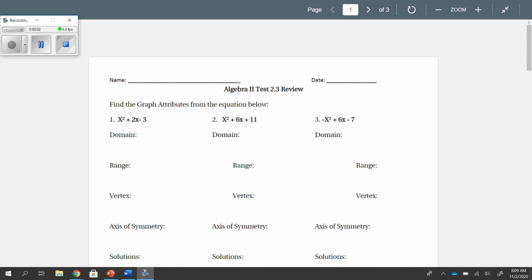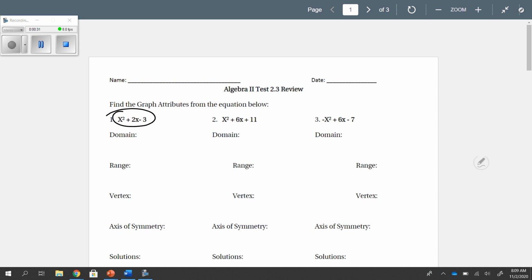All right, today we're doing the test 2.3 review, and you might be saying he usually doesn't do test review videos because I let you do it on your own in review. But one thing I want to do is show you how to use the Desmos calculator because a lot of y'all have been contacting me saying it doesn't work. But I'm going to show you what to do on it and how to get the answers for the graph attributes at least. All right, so number one, we have x squared plus 2x minus 3.